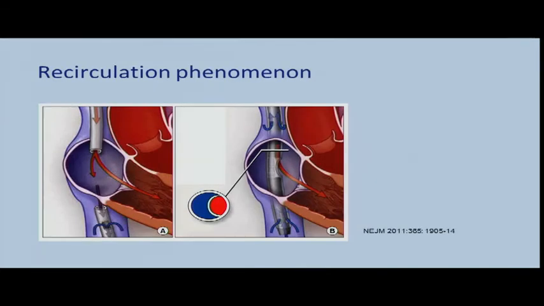I explained this recirculation phenomenon before, and you can see the oxygenated blood can get mixed again with the deoxygenated blood and reduces the efficiency. That is why it's also important that the side hole of the dual lumen cannula faces directly the right atrium.